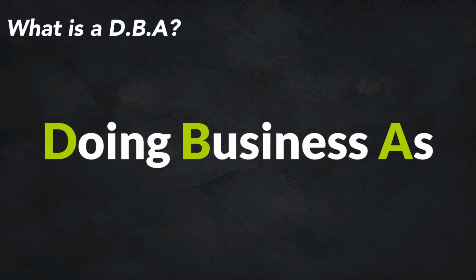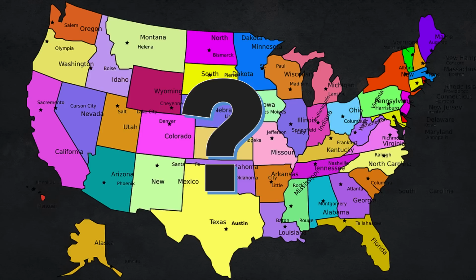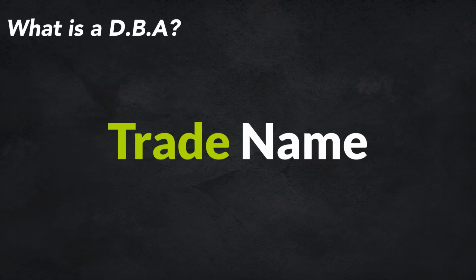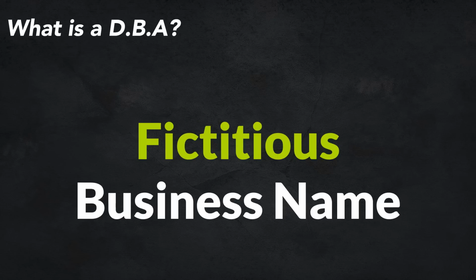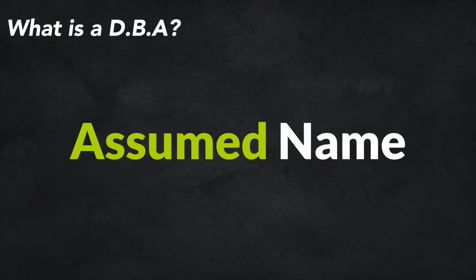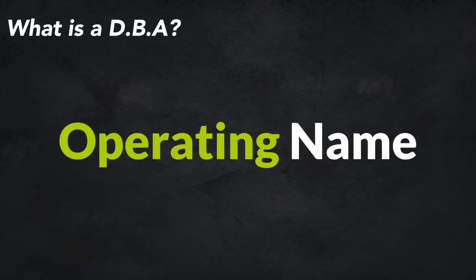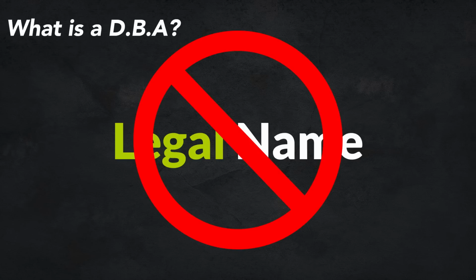And depending on where you are in America, it could have a different name. Depending on where you are in these beautiful 50 states, it could be called a trade name, a fictitious business name, or an assumed name. But regardless of where you are, it is always going to be the operating name of the business, okay? Just note, it is the operating name of the business and not the legal name.